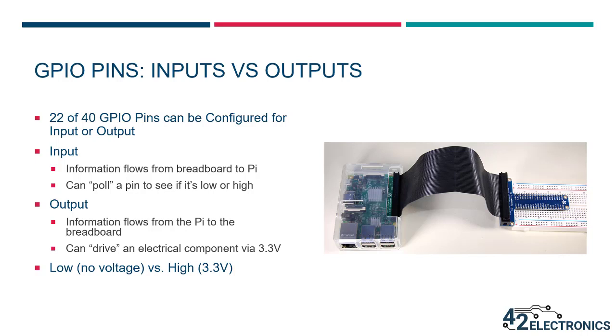When a pin is acting as an input, information is flowing from the breadboard to the Pi. We can use that input to pull a pin. That's when we ask the pin whether it's operating in a low or high state. When a pin is acting as an output, information is flowing from the Pi to the breadboard. A pin in a high state has 3.3 volts available for an attached component, and we call that driving the component.